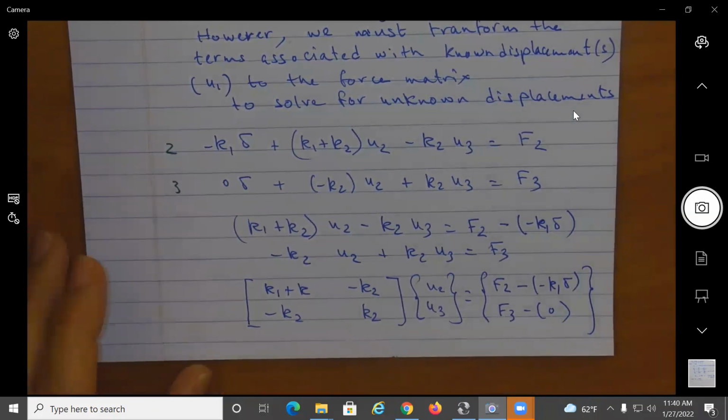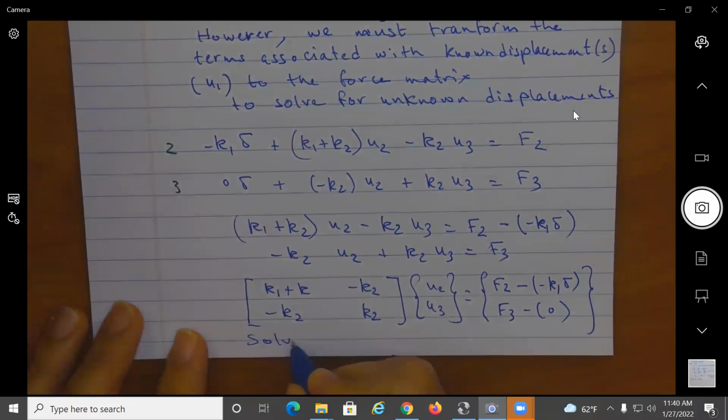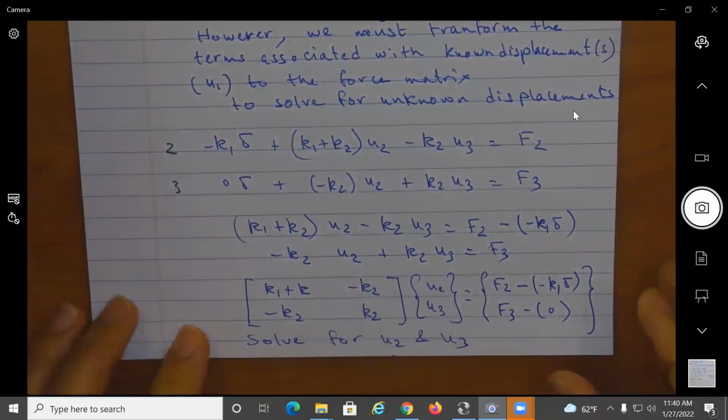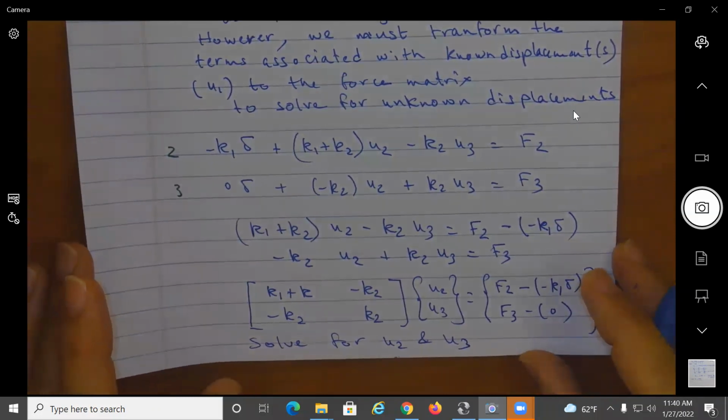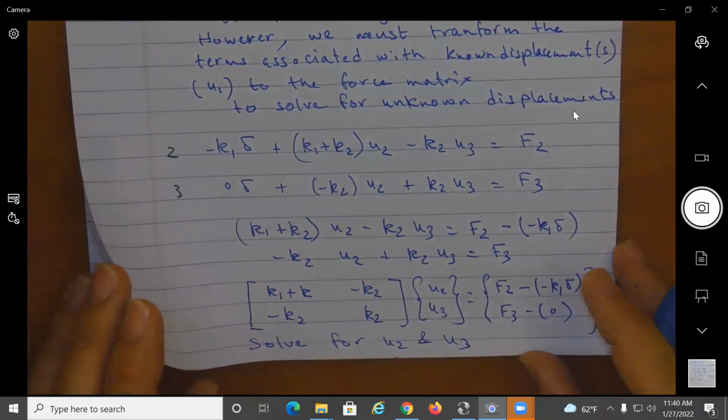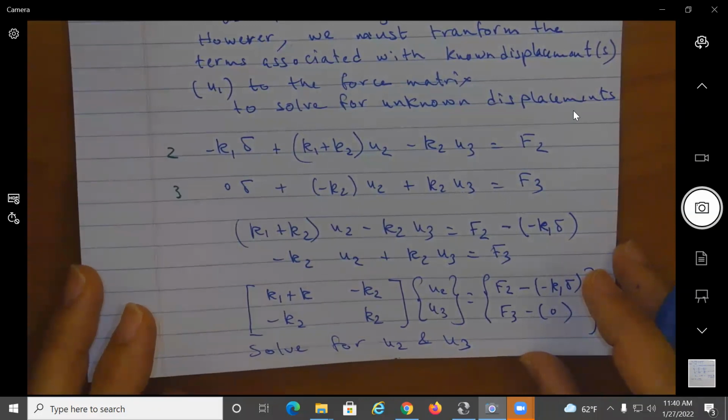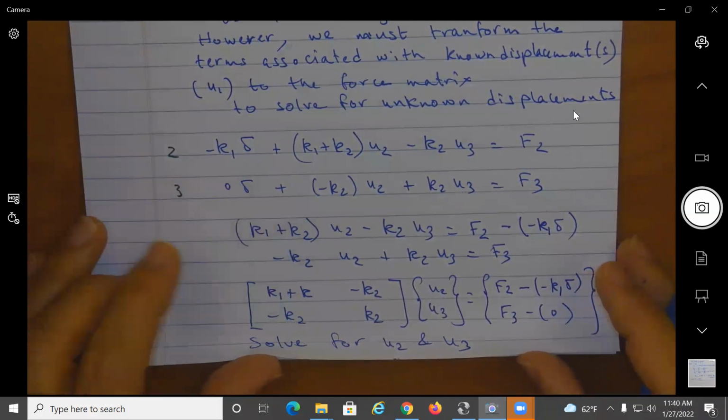Now we can solve for U2 and U3. K1 plus K2, okay.